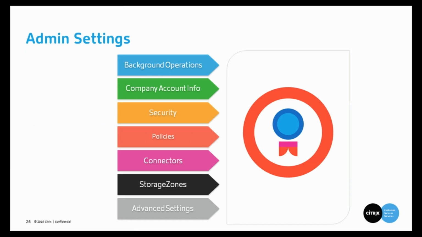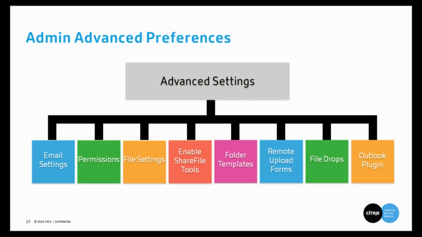So for the admin settings, we have different other options than the ones that I mentioned. As an example, we have the background operations, which, as we mentioned, are where files are processed, will show their progress. Security, where the DLP will be configured. Policies will be where basically all of the group policies will be created to manage different groups. And the connectors, storage zone setup.